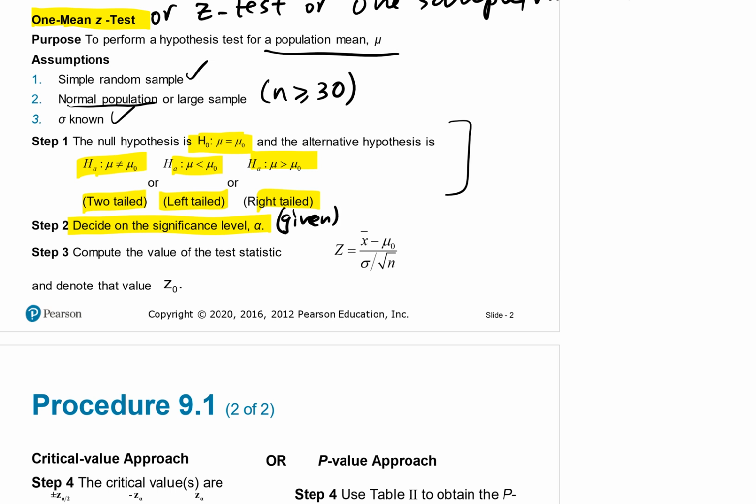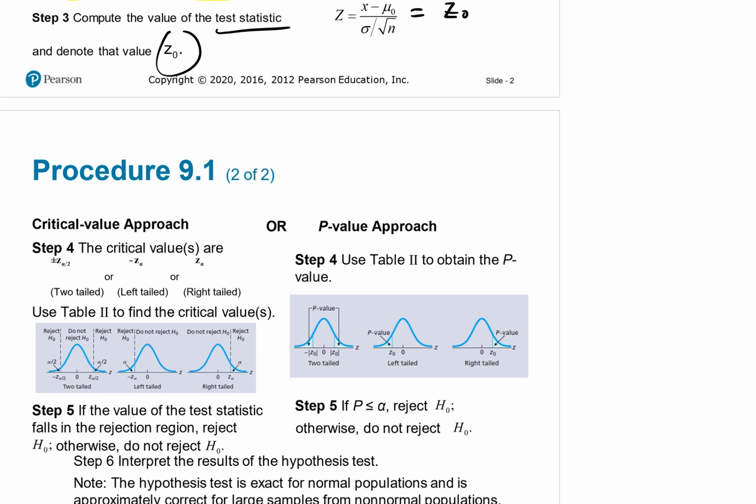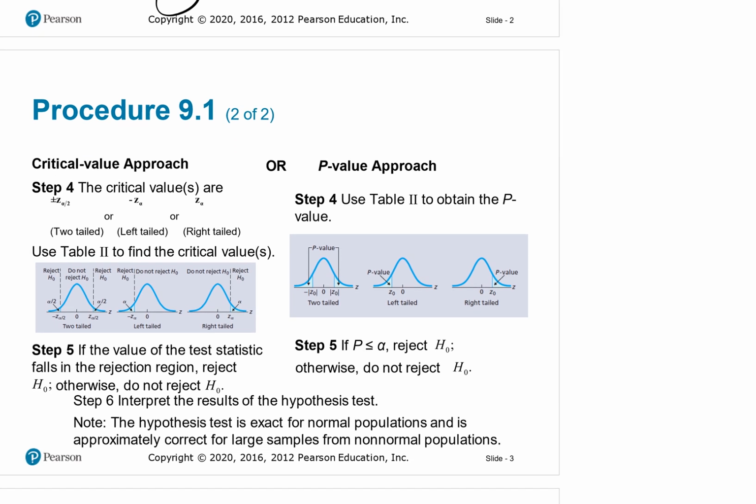And then we need to compute z, which they wrote here. I usually call it z sub 0. This is the test statistic value. If we need to use the critical value approach, it depends on whether it's a left tail test, right tail test, or two tail test. For a two tail test, we need to find z sub alpha over 2. For the other ones, we just find z sub alpha or negative z sub alpha.